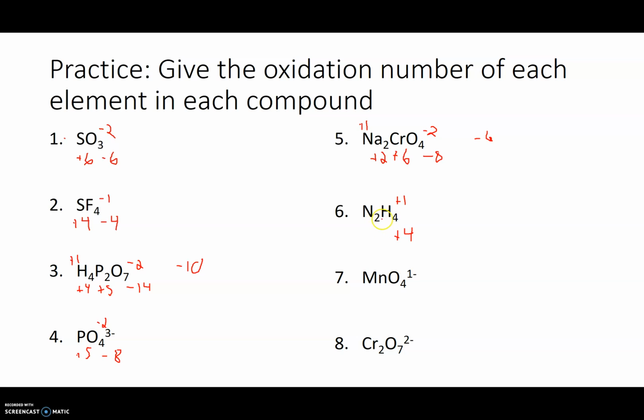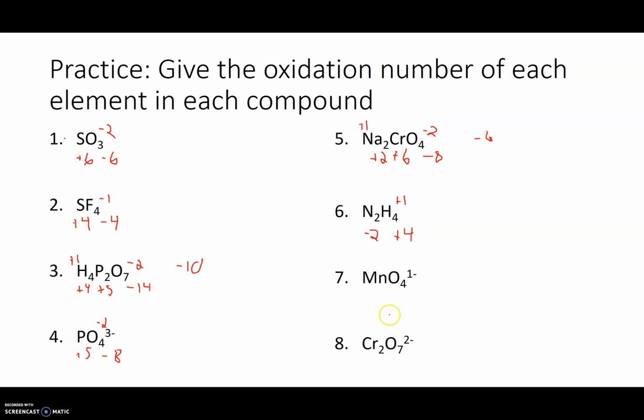And now there are 2 of these. So we have to think what times 2 will get this to cancel out. So we need negative 4. So the oxidation state here of nitrogen is negative 2, because 2 times negative 2 is negative 4, and negative 4 adds to 0.